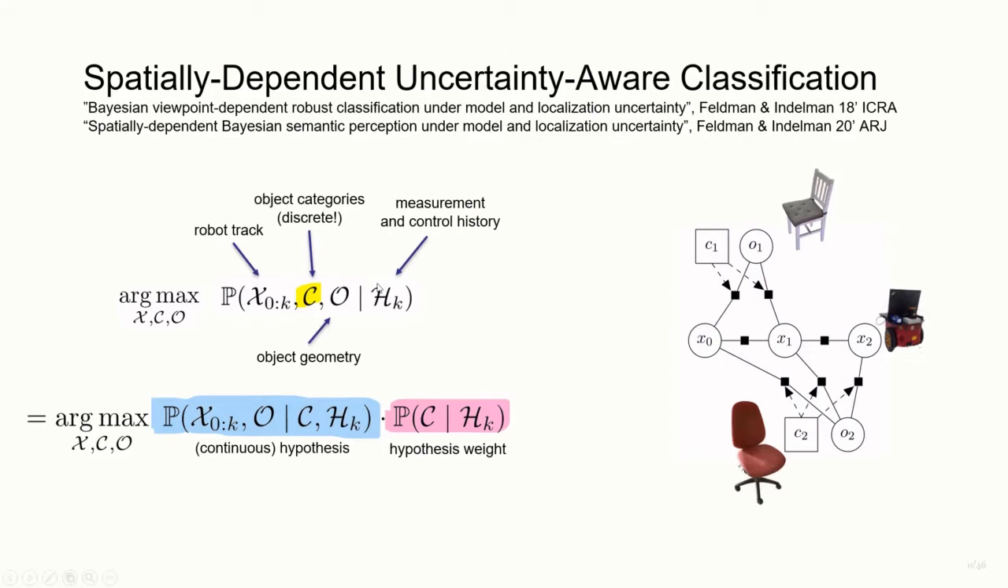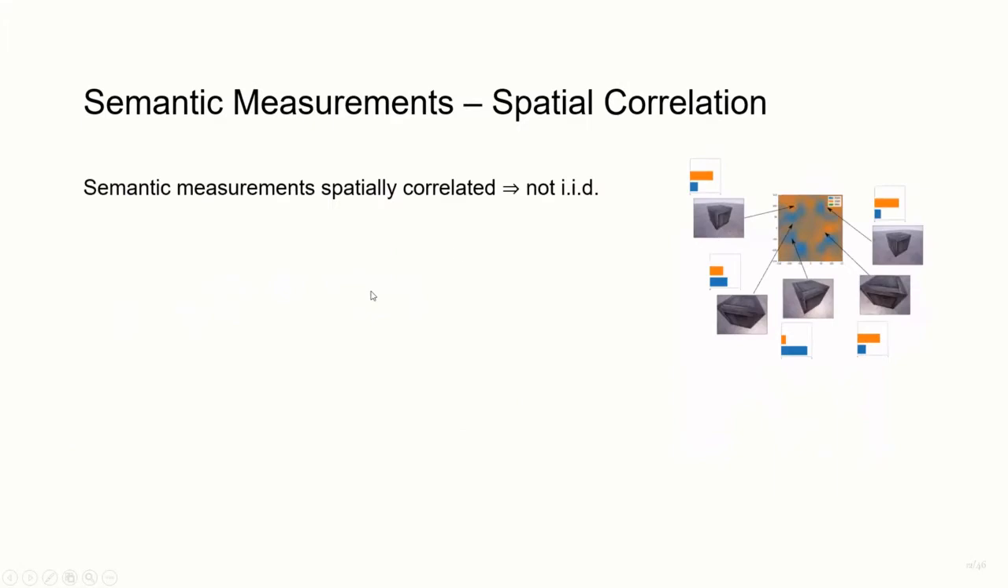So here is the semantic SLAM problem statement from before. It is split into a continuous hypothesis over geometry weighted by the classification posterior. In this part of the research, we focus on this term, the classification posterior. We assume that the blue term was somehow already computed, for example, using just geometric SLAM. And in this context, we explore a way to address two challenging properties of semantic measurements. So this is what this part is about.